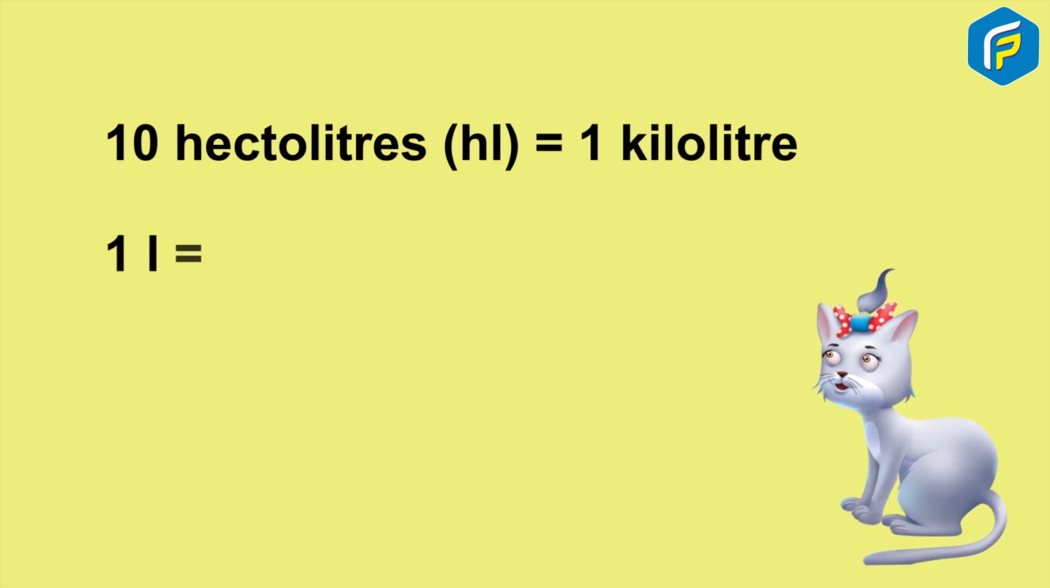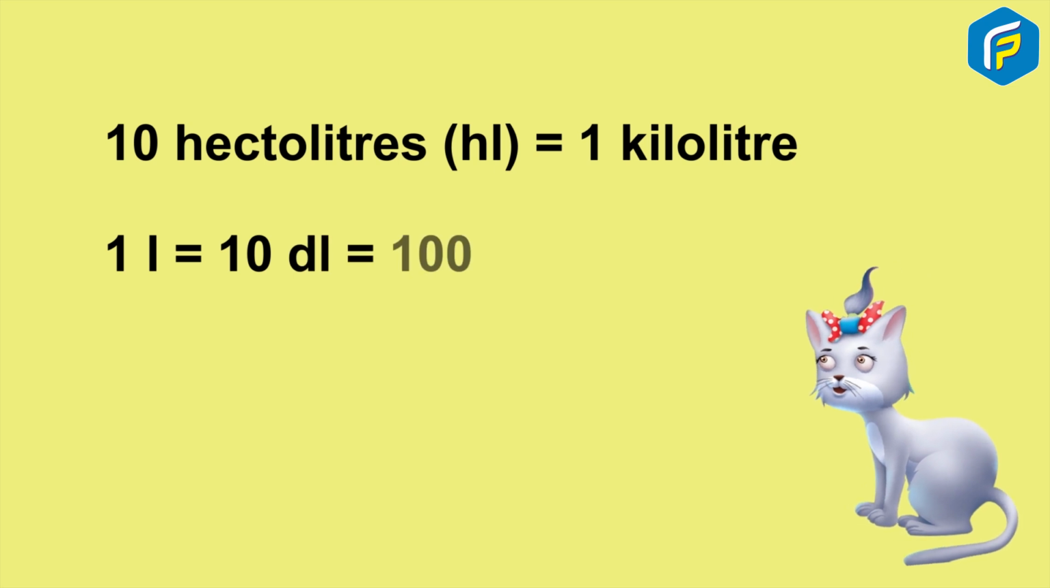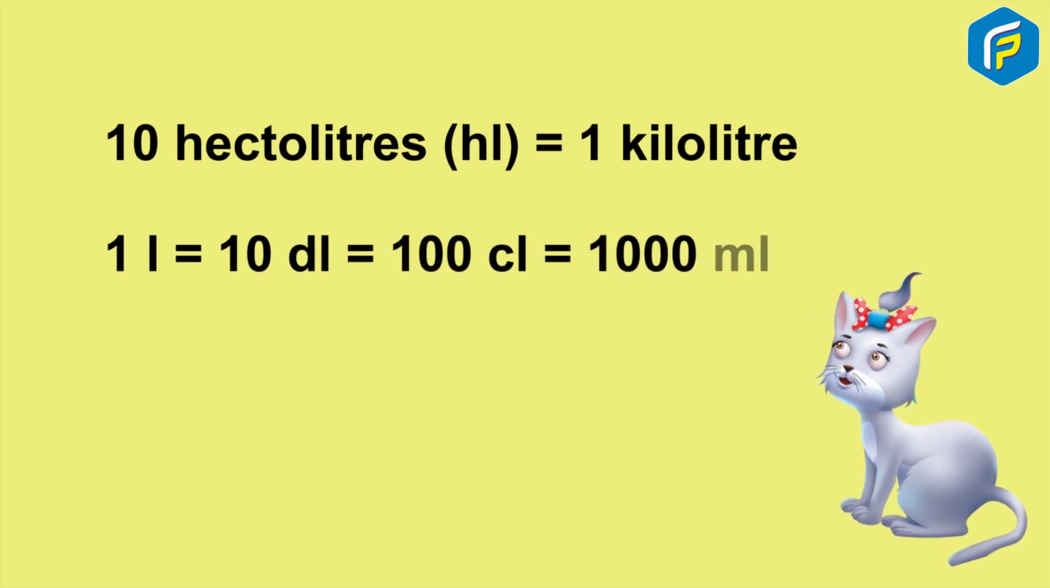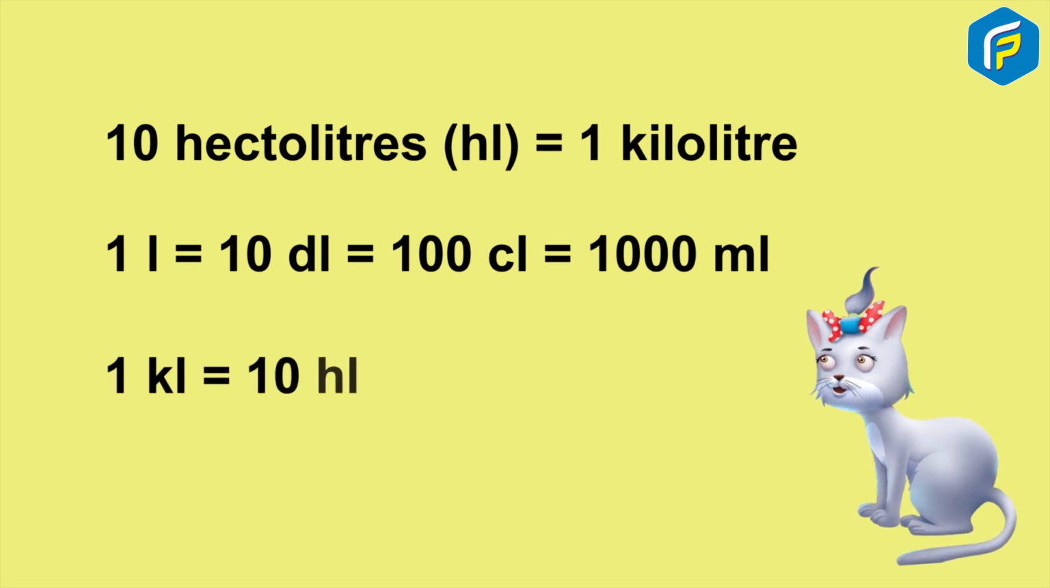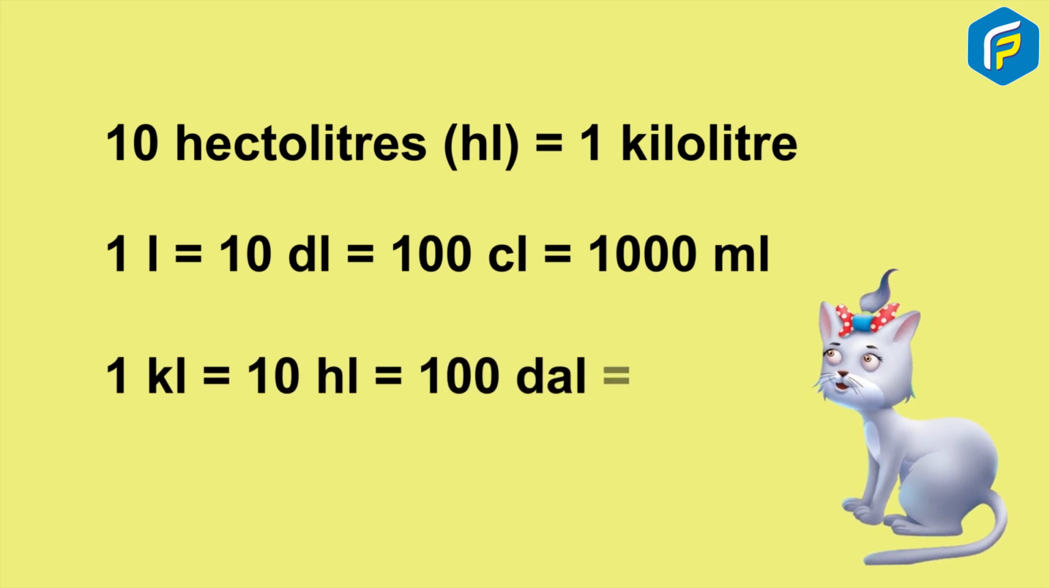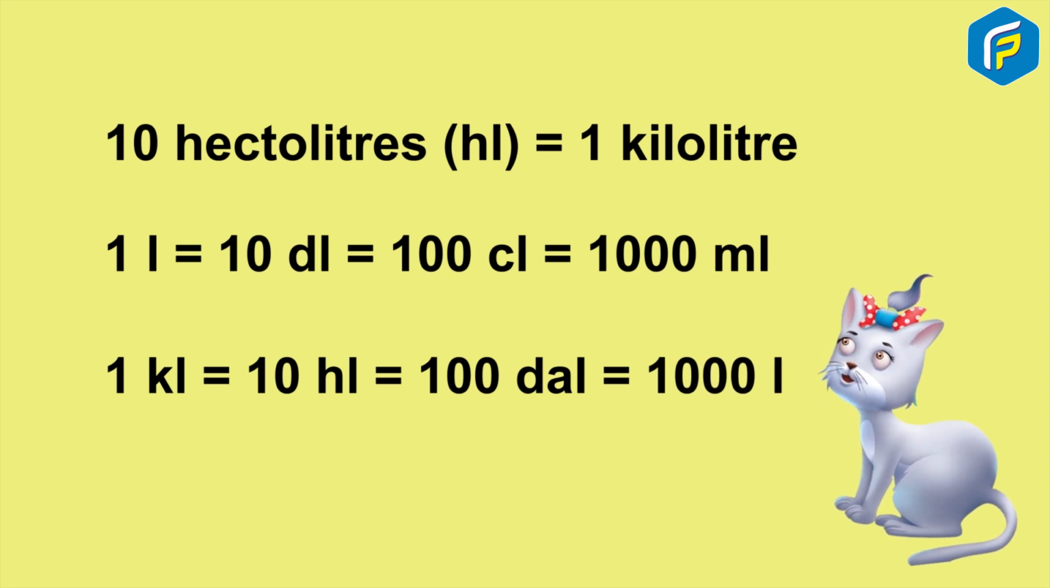1 L is equal to 10 dl is equal to 100 cl is equal to 1000 ml. 1 kl is equal to 10 hl is equal to 100 dal is equal to 1000 l.